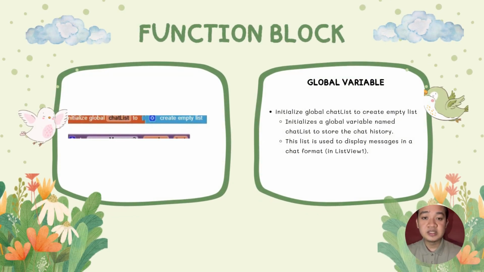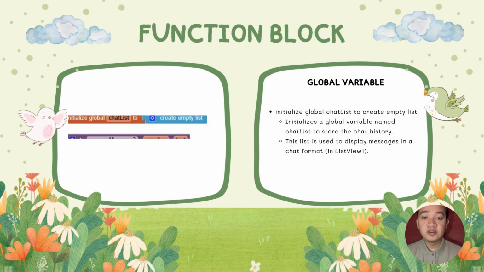Next, we move to the function blocks. First one, we have the global variable. So it's initialize global checklist to create an empty list. Initialize a global variable named checklist to store the chat history. So this list is used to display messages in a chat format.